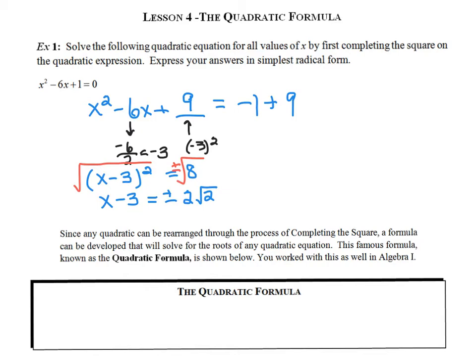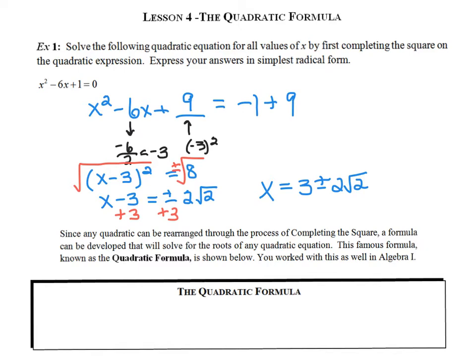What we want to do is solve for x. So we are going to take our answer and we're going to add 3 to both sides of the equation. So we now have the solution. X is equal to 3 plus or minus 2 radical 2. Now we did this by the method of completing the square. This is an exact solution.